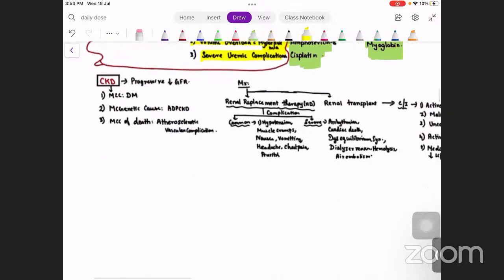Apart from that, in CKD you may see a progressive decrease in GFR over a period of time, whenever the patient comes to you with long-standing diabetes, long-standing hypertension, diabetic nephropathy. Those people will develop CKD. The most common cause is diabetes mellitus. The most common genetic cause is autosomal dominant polycystic kidney disease. And the most common cause of death in the CKD patient is atherosclerotic vascular complication.